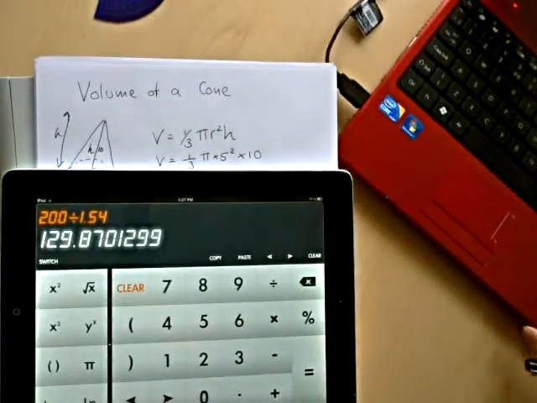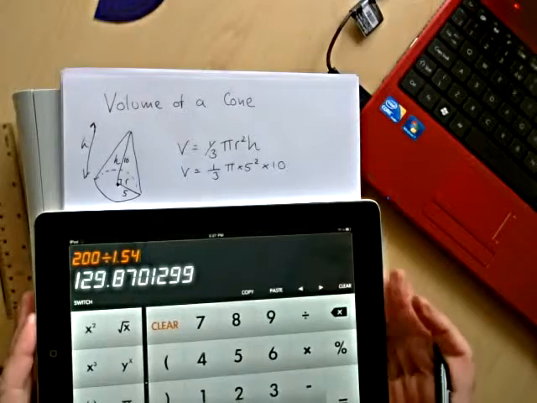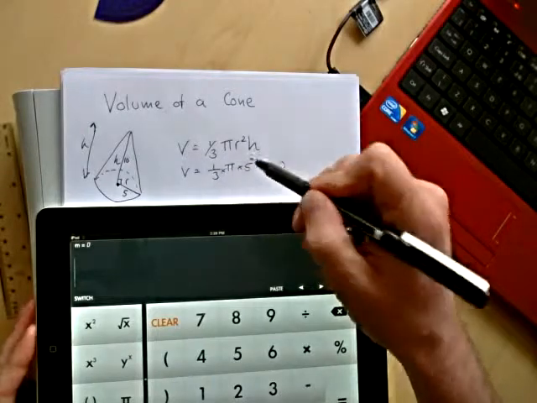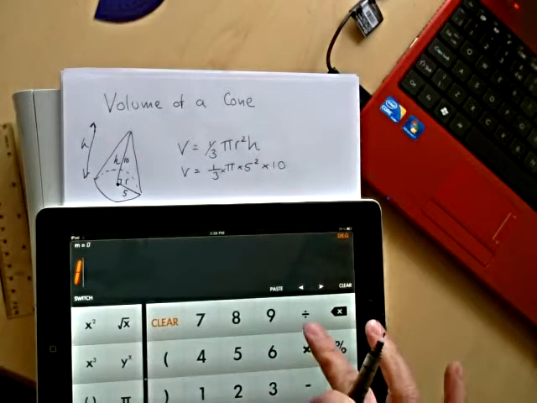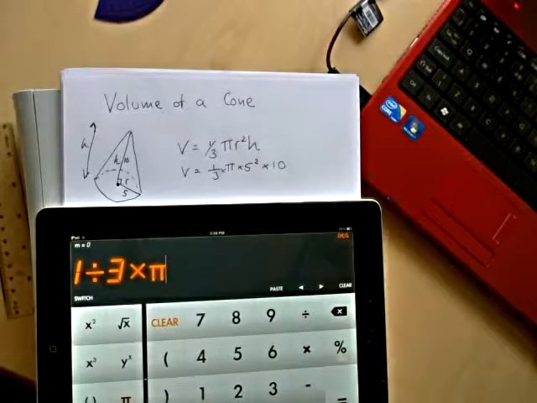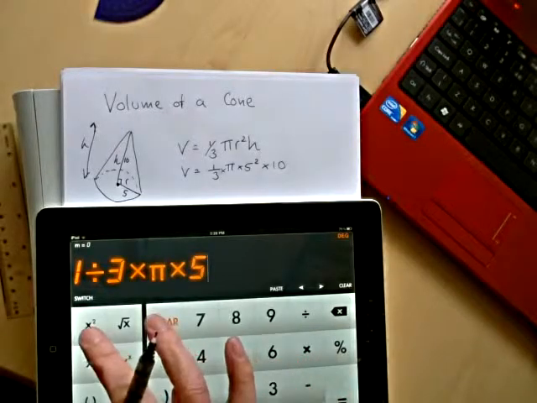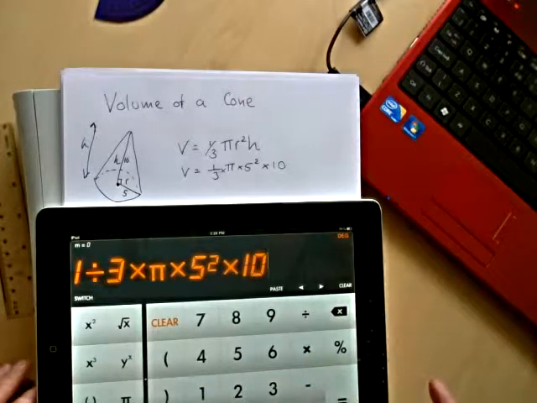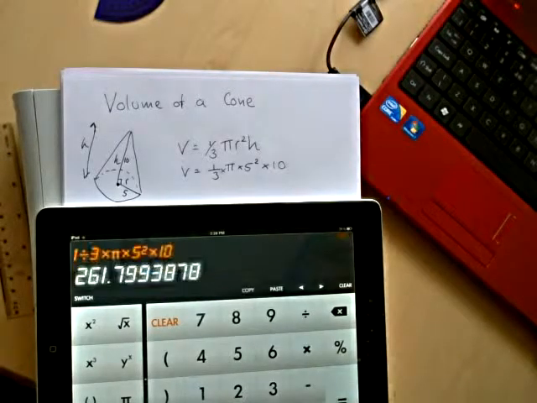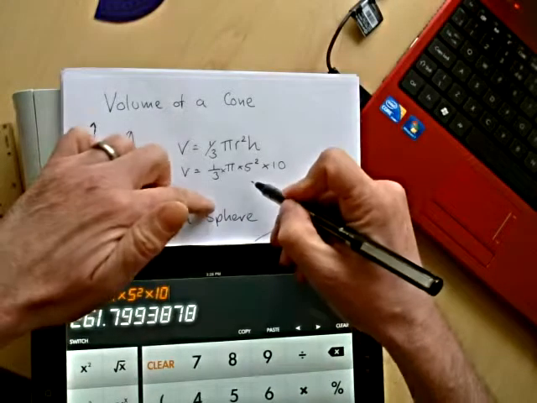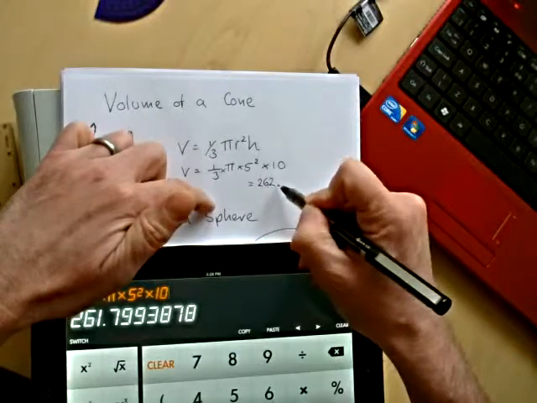Okay, right, there we are. So clear this. So 1/3 times pi. So you can just do it as you read it, really. So it's 1 divided by 3 times pi times 5 squared times 10. Press the equal sign, and we get an answer of 261.79. I'm going to write 262 to the nearest centimetre cubed.